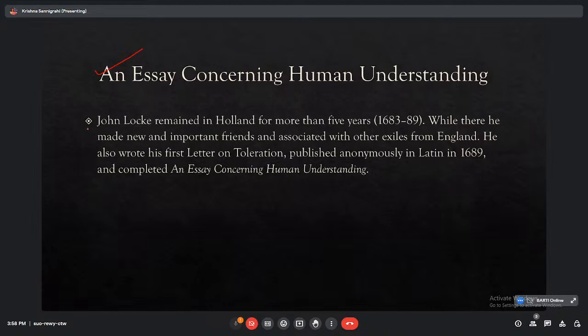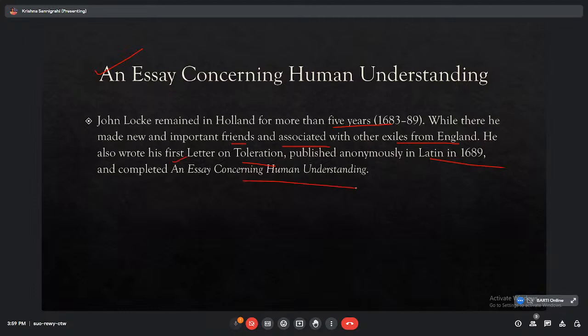So John Locke remained in Holland for more than 5 years, 1683 to 89. While there he made new and important friends and associated with other exiles from England. He also wrote his first letter on toleration, published anonymously in Latin in 1689, and completed an essay concerning human understanding.